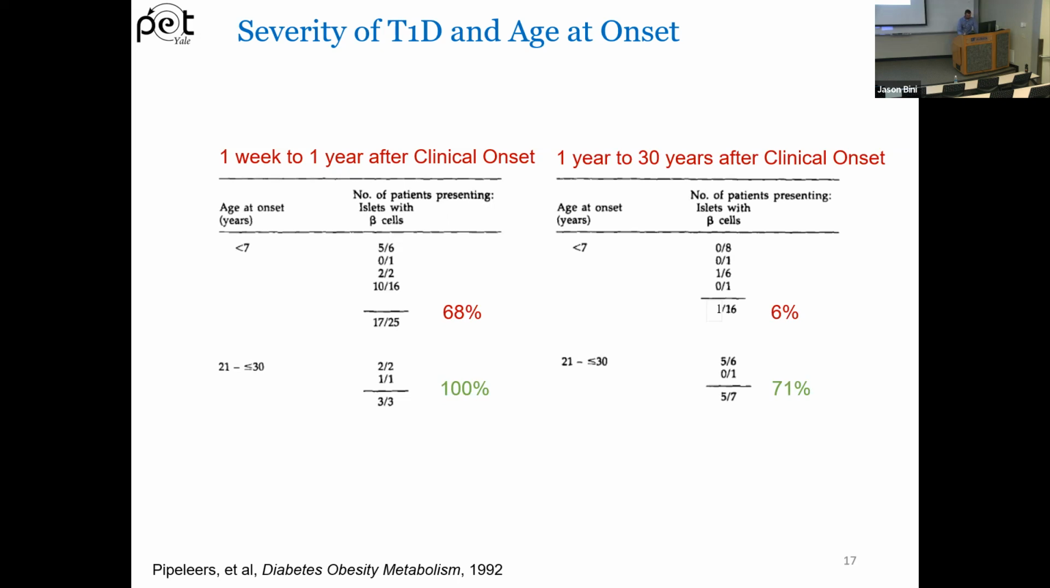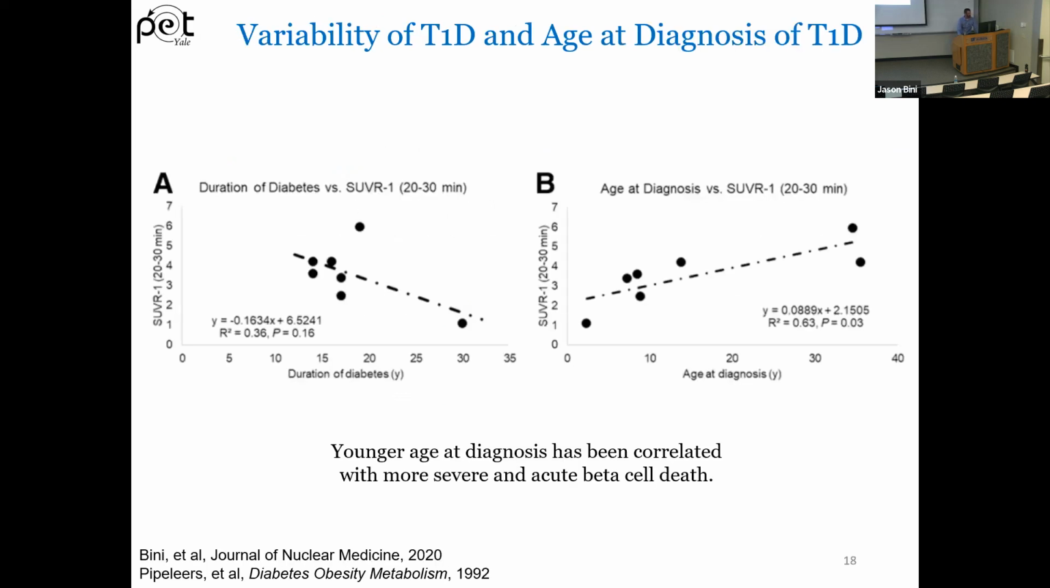So there's definitely an age component to this, and that is shown here with our PET measurement as well. You can look at duration of diabetes, and it doesn't correlate great. I mean, you can see a downward trend, so obviously duration is a factor there, but age of diagnosis is a much better correlation with our PET measurement. So we're definitely seeing that younger age of diagnosis presents with lower binding in our PET measurement.